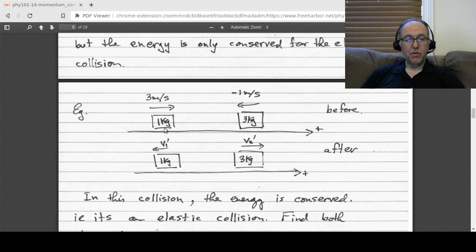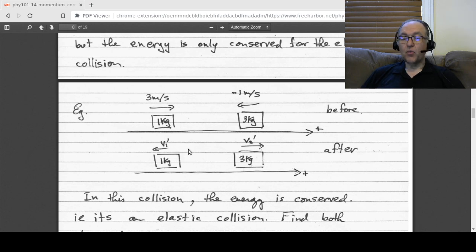My before situation is I have a 1 kilogram mass moving to the right at 3 meters per second, and I have a 3 kilogram mass moving to the left at 1 meter per second. Okay, so there's my before situation. There's a collision, and I tell you that in this collision the energy is conserved. In other words, this is an elastic collision. And now I want to find the velocity of both the 1 kilogram and the 3 kilogram mass after the collision.